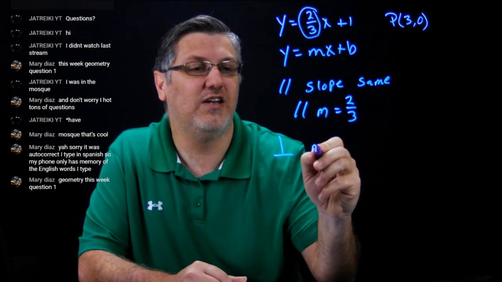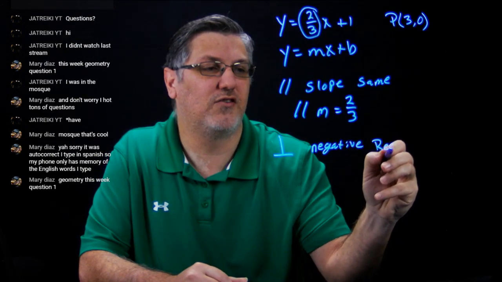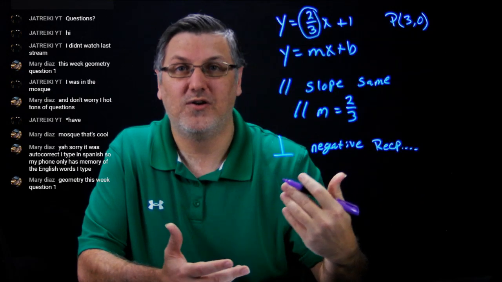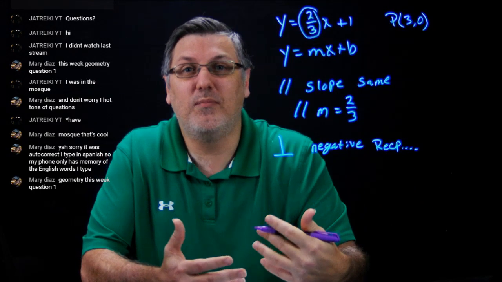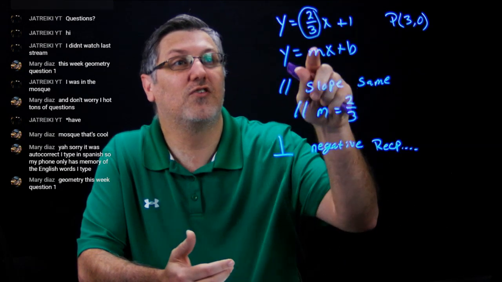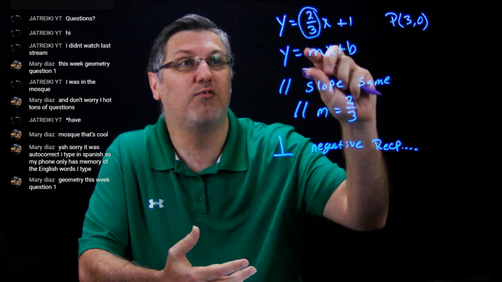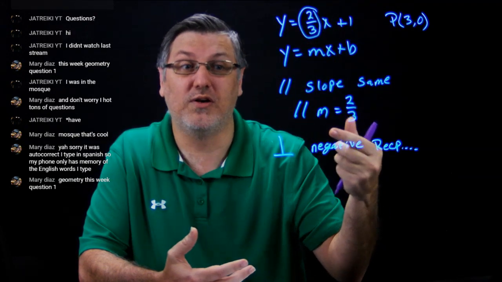called the negative reciprocal, and I cannot spell reciprocal, right? The negative reciprocal. What that means is you're going to take the fraction and flip it upside down, and you're going to change the sign. So this is a positive 2/3. So to change the sign, I want to make it a negative. And then when I flip it upside down, 2/3 becomes 3/2.